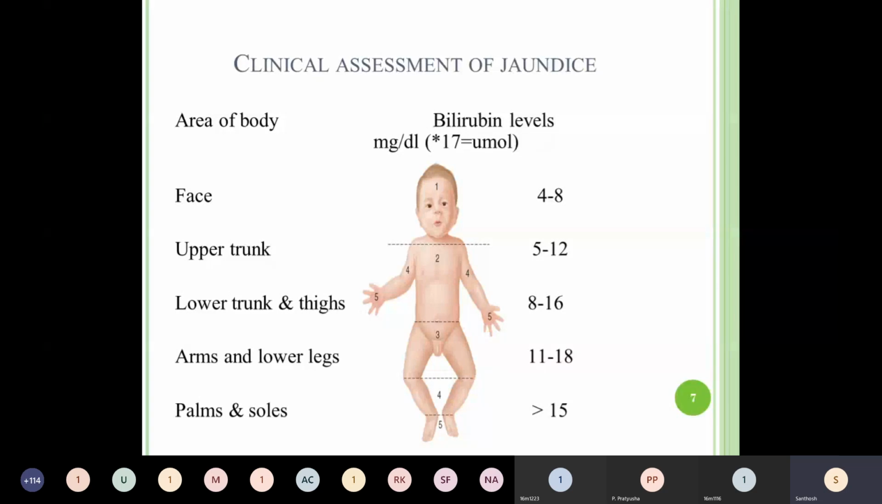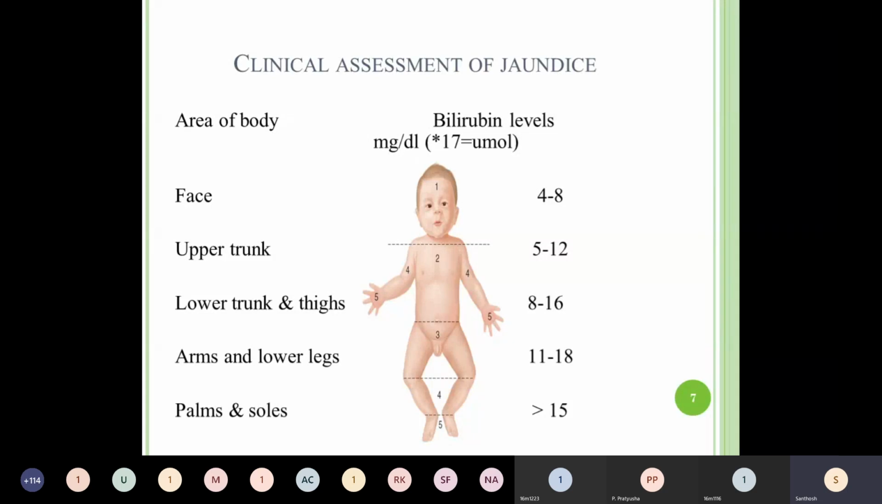And the final one is increased enterohepatic circulation. I already told you that enterohepatic circulation is more because of decreased gut motility with poor evacuation of the bilirubin. So all these factors will result in increased bilirubin levels.